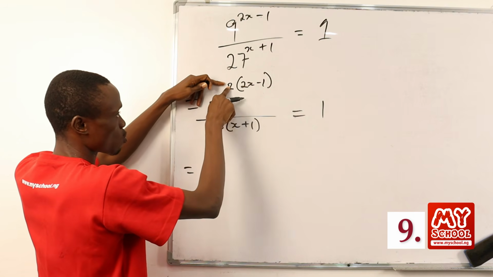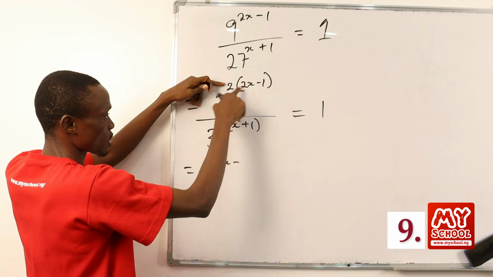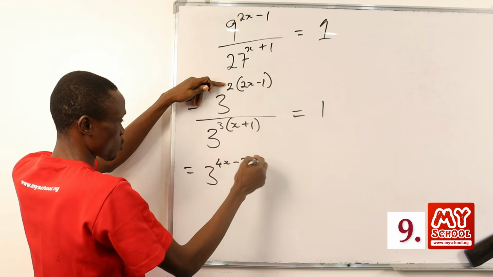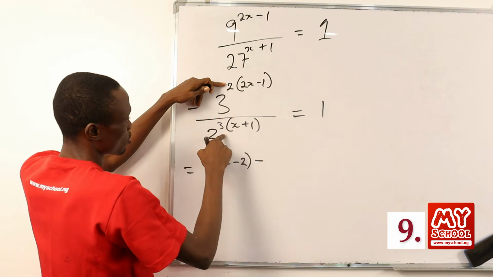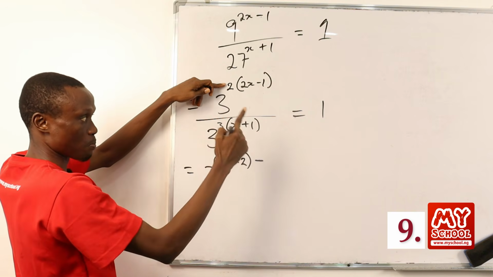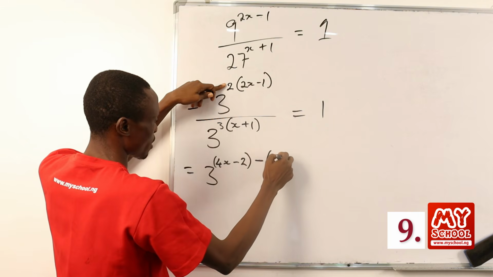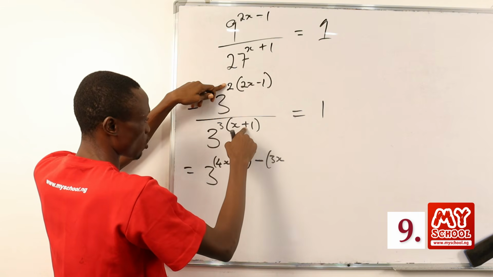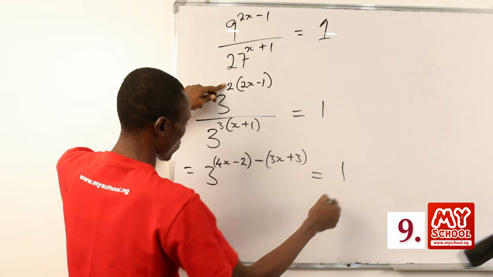So this will be 2 times 2x, that is 4x, then minus 2 times minus 1, that will give us plus 2. Let's put this in brackets again, then minus. Since we are dividing, according to the law of indices, we subtract the powers. So 3 times x gives us 3x, then 3 times plus 1 gives us plus 3. So this is equals to 1.